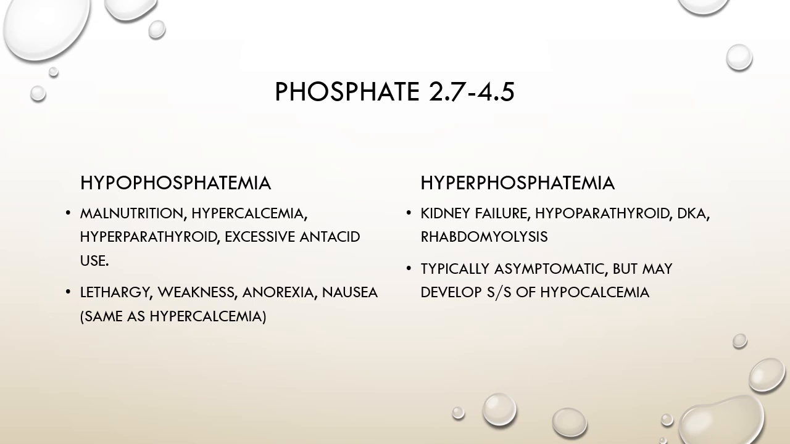Patients with hyperphosphatemia have hypocalcemia, kidney failure, hypoparathyroidism, DKA, rhabdomyolysis, and they're typically asymptomatic, but they develop the signs and symptoms of hypocalcemia as that occurs. So you may see the Chvostek and Trousseau sign and the hyperreflexivity, as well as the numbness and the tingling.